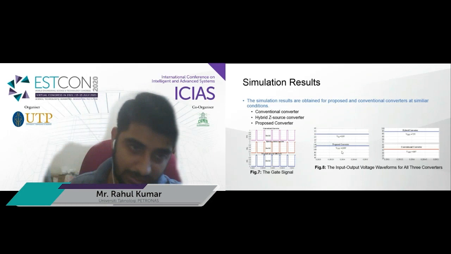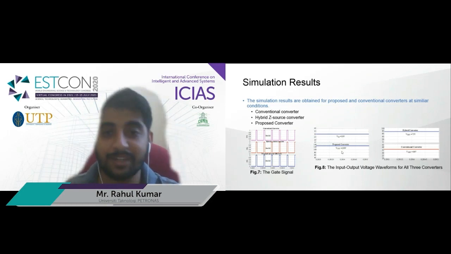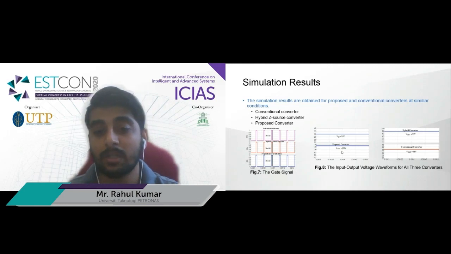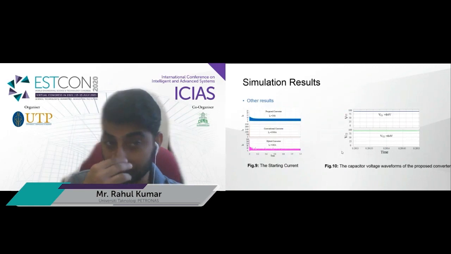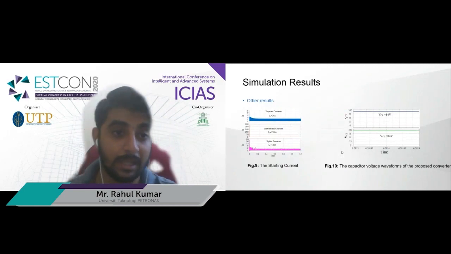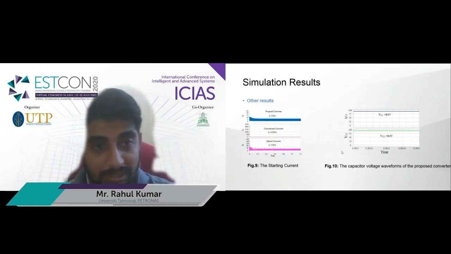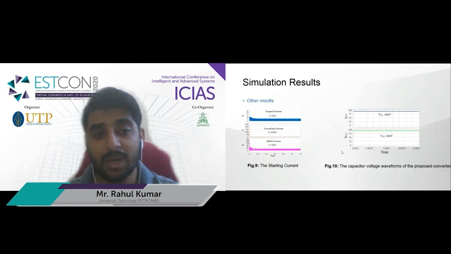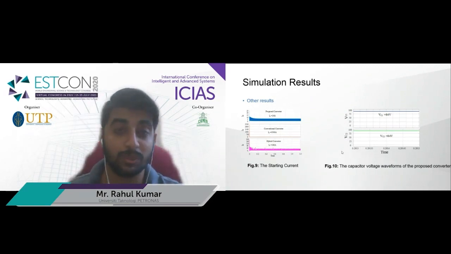If the output voltage is higher, definitely the gain will be higher, because the gain is always calculated by dividing the output over the input. Also, the comparison of the starting current is here. The proposed converter has 26 amperes. The conventional converter has 3300 amperes, and the hybrid converter has 180 amperes. So the proposed converter also has a reduced startup current compared to the other converters.